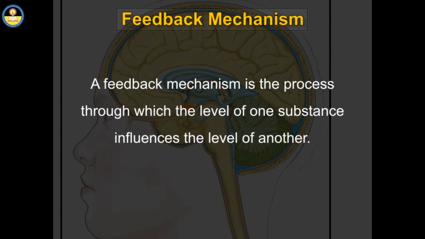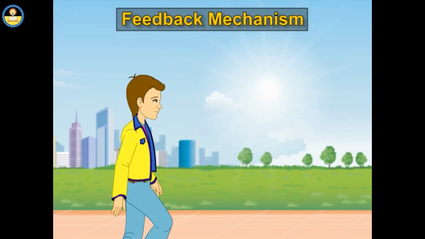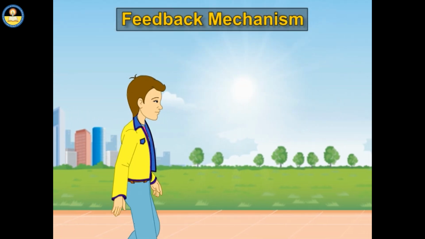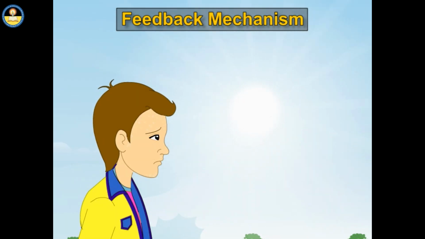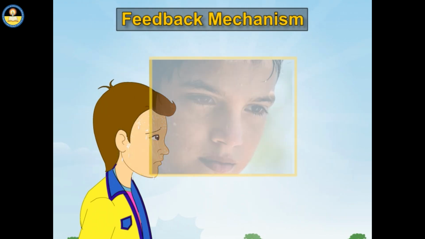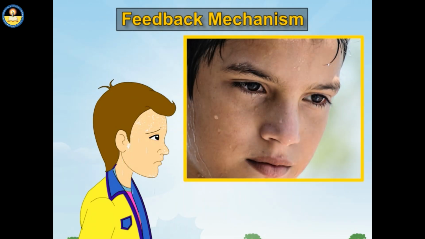Imagine you are strolling on a hot summer day. The sun rises higher in the sky and it is quite hot all around. Your body senses that your internal temperature is rising above 37 degrees centigrade and you start to sweat. This reduces your body temperature by evaporating water from your skin, returning your temperature to normal.